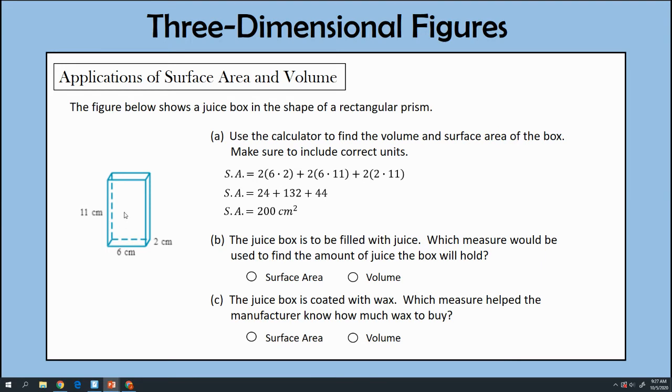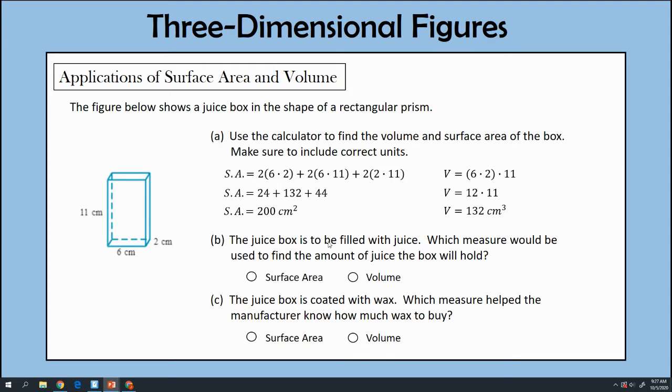box. Okay, the volume of it is to do the area of the base times the height. So the base shape, the way it's sitting, is 6 by 2, and then 11 is the height. So 6 times 2 is 12, times 11 is 132 centimeters cubed. Okay, all right, so looking at a couple of applications.